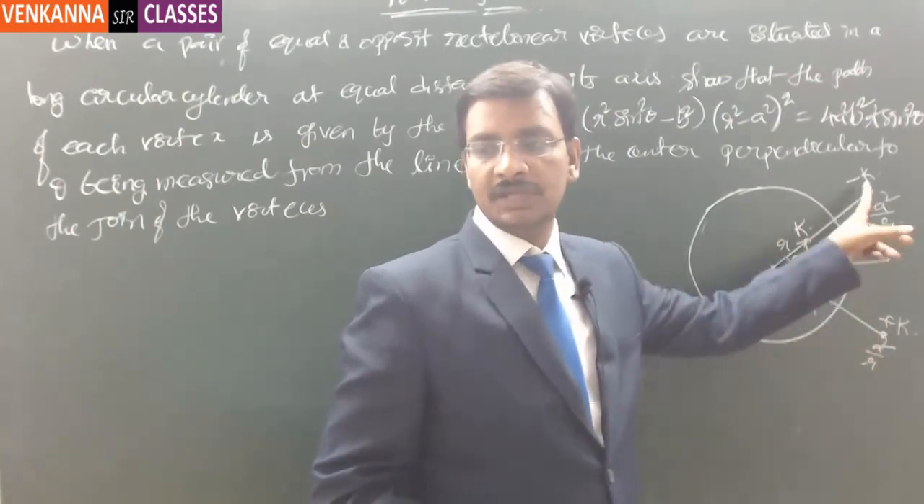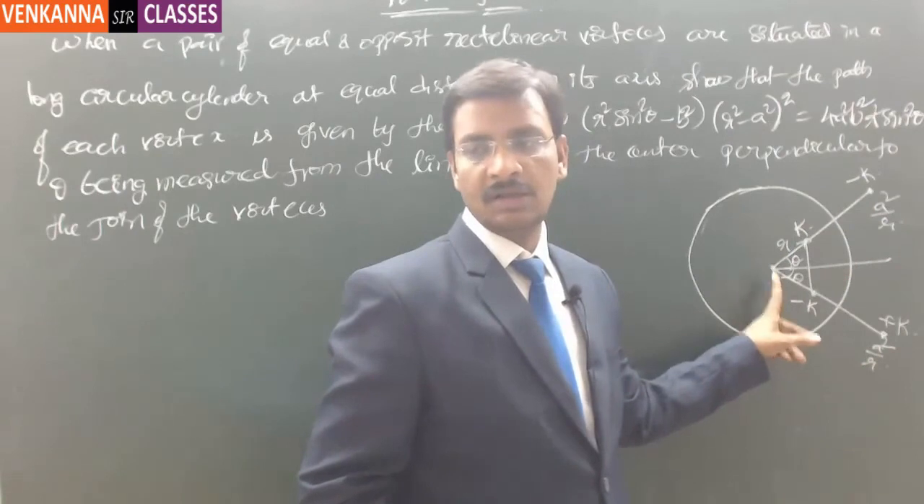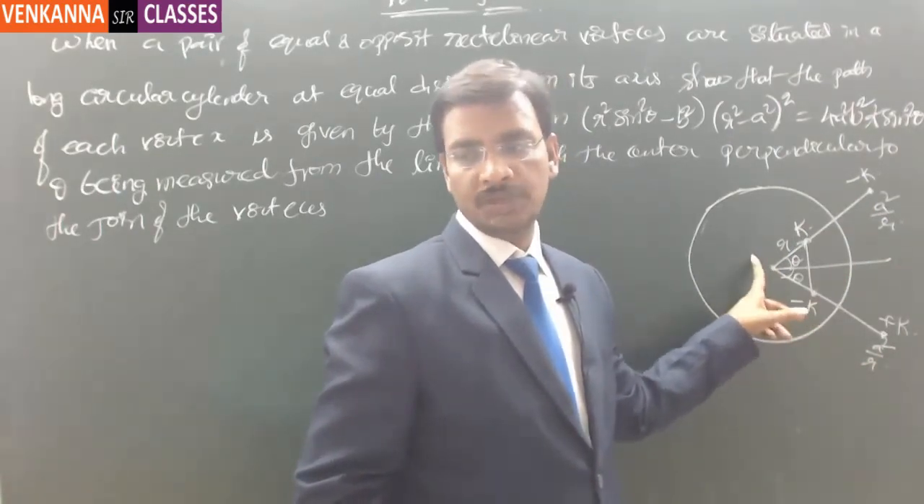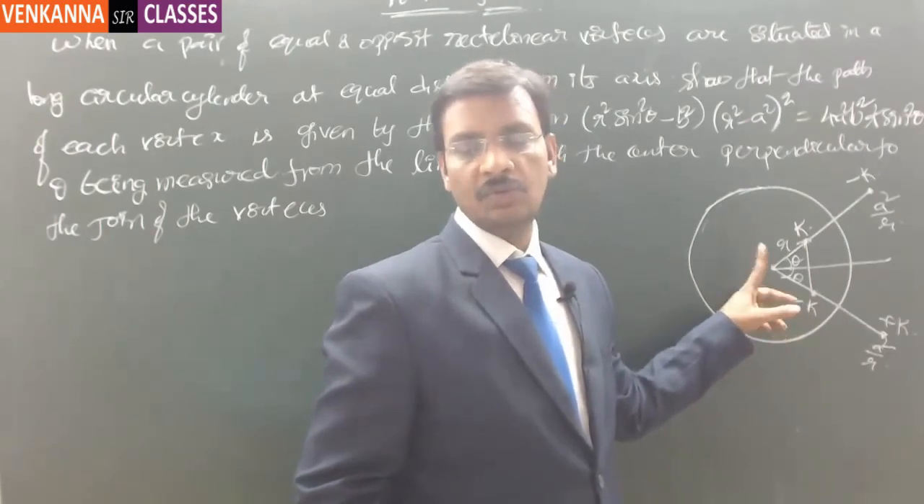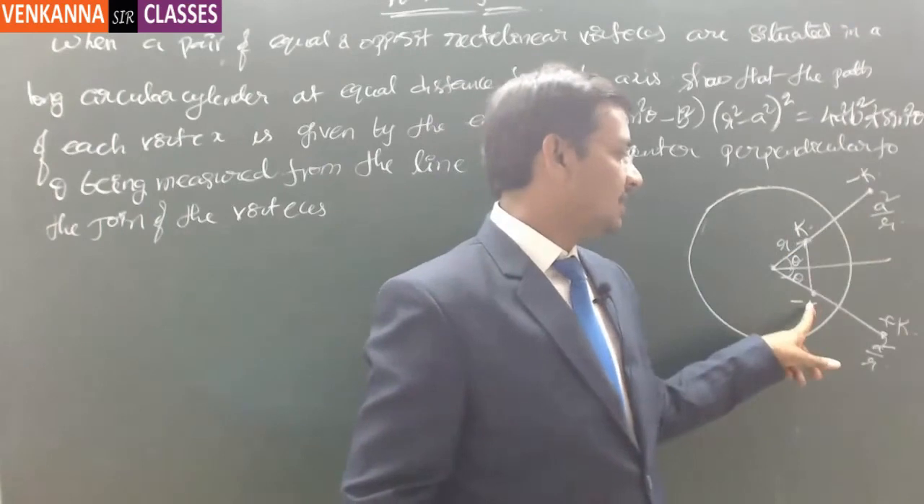And because of this there is one more minus k here. Because of this there is one plus k here. Both will get cancelled out, and then here there are no vortices you need to put in because both are cancelled out. So whatever is left over for us is plus k here, minus k here, plus k here and minus k here.